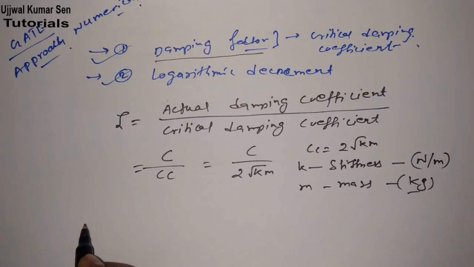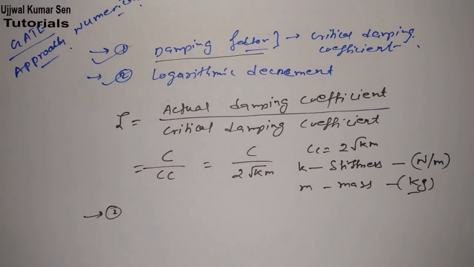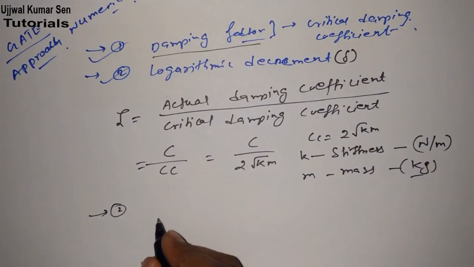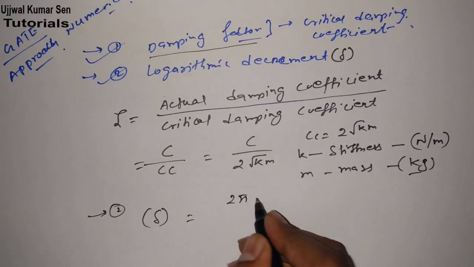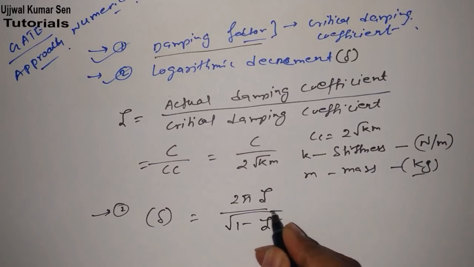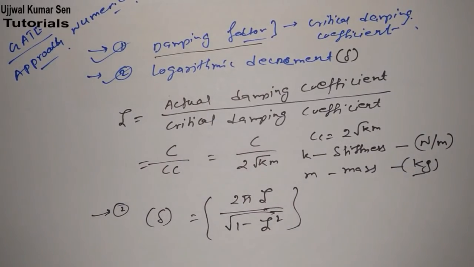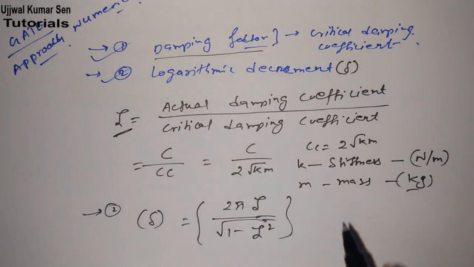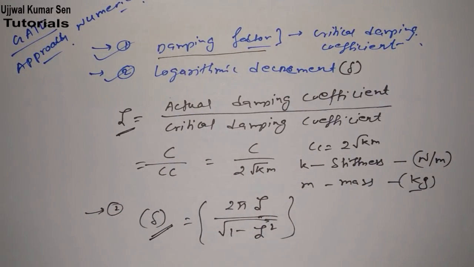Now the next topic is logarithmic decrement. It is denoted by delta, and delta is equal to 2 pi zeta by root of 1 minus zeta square. This is the formula for finding logarithmic decrement. So can you understand this relation between damping factor and logarithmic decrement? Understanding the formula first is most important before solving numerical problems in any topic.